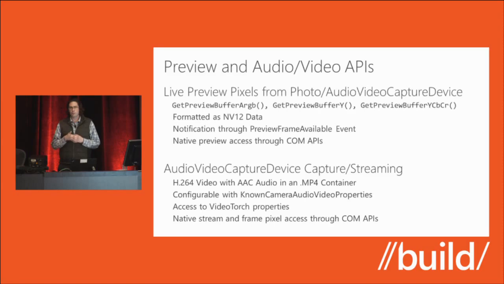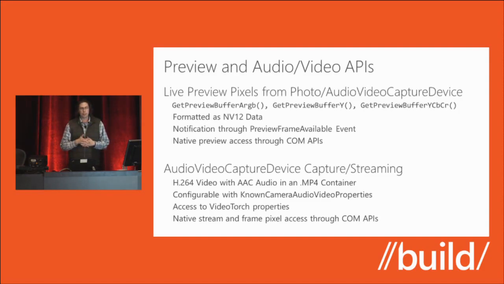So we have GetPreviewBufferArgb, Y, and YCbCr methods that you can call. If you use YCbCr, this comes back as NV12 data. If you really are interested in every frame as it comes in, you can sign up and receive notifications with PreviewFrameAvailable, so you can really just keep up with the incoming stream. And you can also get at this through native code with those other APIs that I showed.